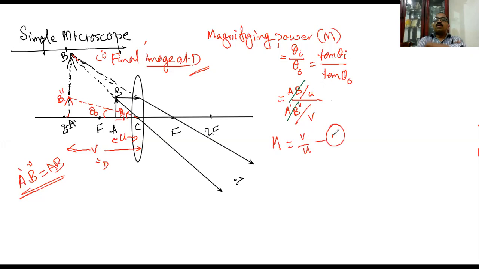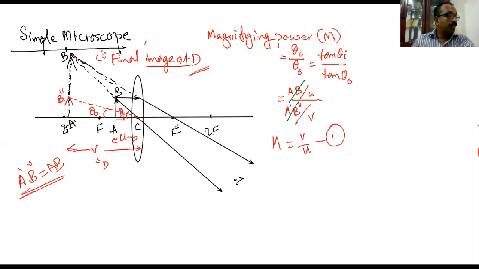Now we may naturally ask a question: this equation we have already seen in the case of convex lenses, where we called it magnification. Magnification is V by U. But in this context, even if it is an optical instrument, we got the equation M is equal to V by U itself. That's because even if we call it an optical instrument, this is nothing but a single convex lens. That's why we got the same equation.